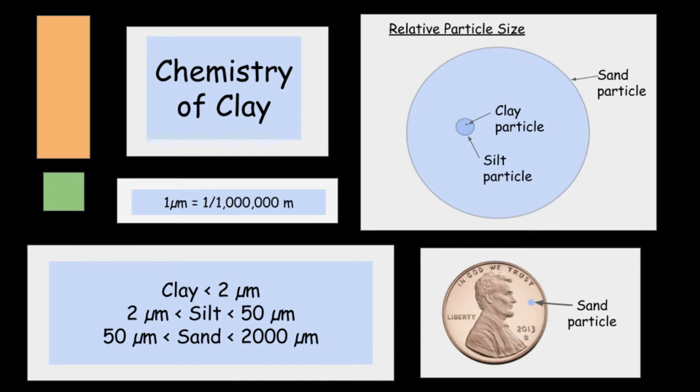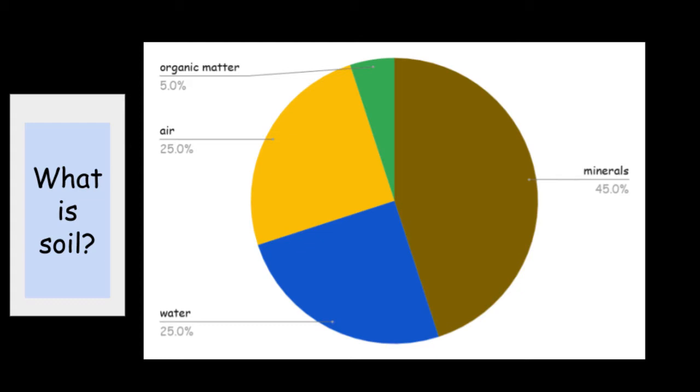Here you can see the relative size of soil particles. Clay particles are less than 2 micrometers in size, represented by the dot. Silt particles are bigger, between 2 and 50 micrometers, and sand particles are bigger yet, between 50 and 2,000 micrometers. 1 micrometer is equivalent to 1/1,000,000th of a meter. If we want to find clay, we can look in the soil.